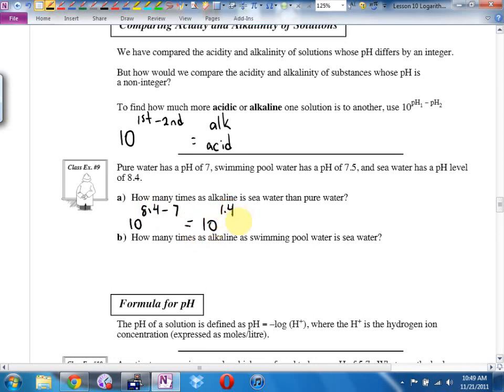I have no idea what that is. Someone crunch that, please. It's going to be bigger than 10 and smaller than 100 because 10 squared is 100 and 10 to the 1 is 10. 25? So seawater is 25 times more alkaline than pure distilled water.